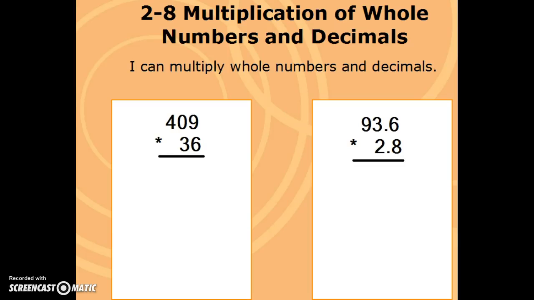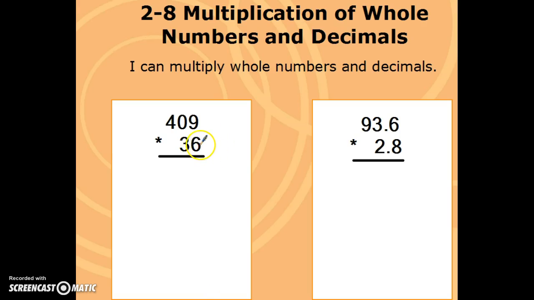Lesson 2.8 is multiplication of whole numbers and decimals. Our objective is I can multiply whole numbers and decimals. So we're going to look at the traditional method of multiplication. This is the method that you'll be using this year as 5th graders anytime that you multiply. And we're going to start with the problem 409 times 36.